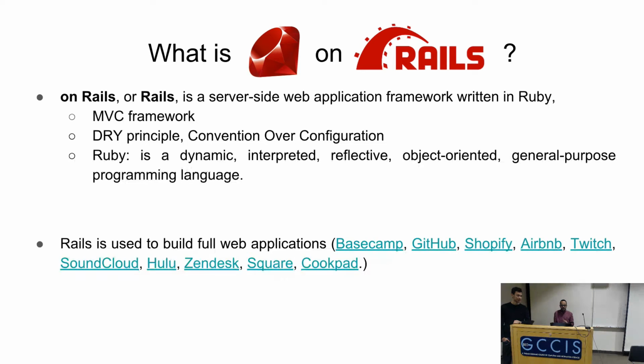Ruby is a dynamic, interpreted, reflective, object-oriented language. Rails is actually used in a lot of web applications that we use every day, from GitHub, Shopify, Hulu, SoundCloud, and a lot of other services as well. So it's very popular and used a lot.